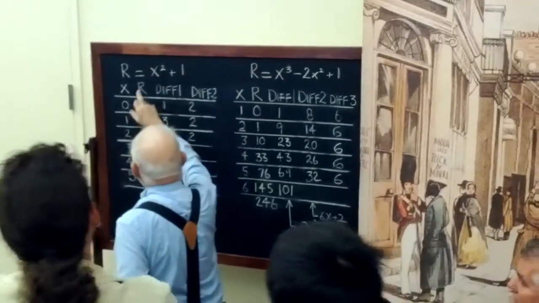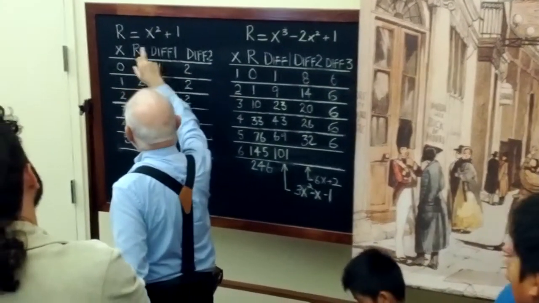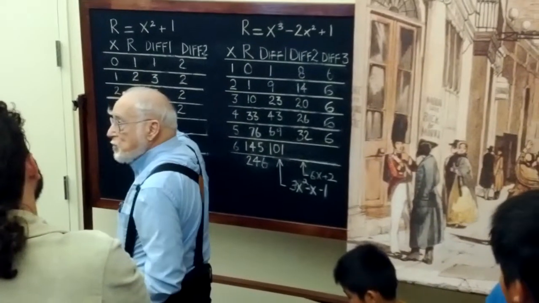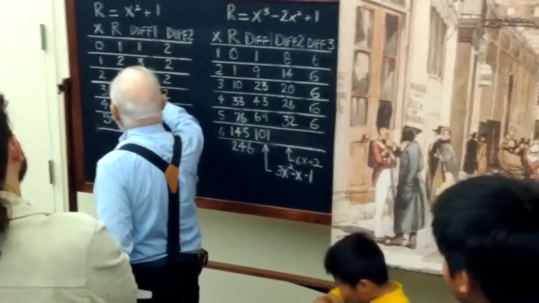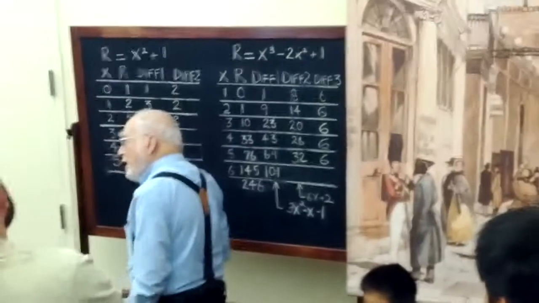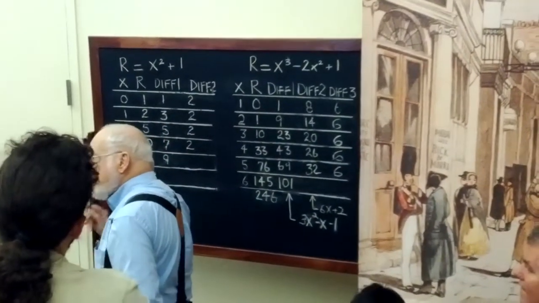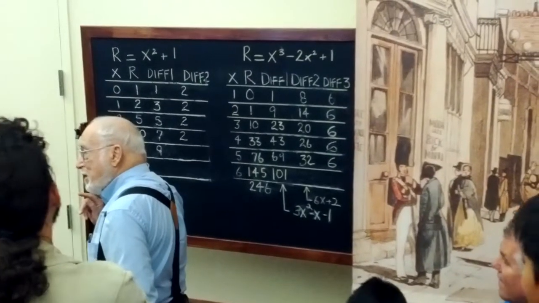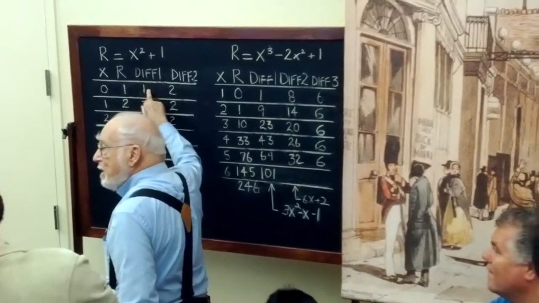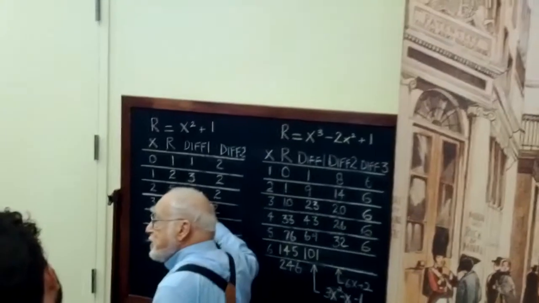Now, if x is 0, x squared plus 1 is 1. If x is 1, x squared is 1, add 1, you get 2. If x is 2, x squared is 4, add 1, you get 5, and so on. So that's just a table of values. What's called the first difference is the difference between two consecutive values of the polynomial. So we subtract 1 from 2, and we write it down here. We subtract 2 from 5, getting 3, we write it here. 5 from 10 is 5, and so on.